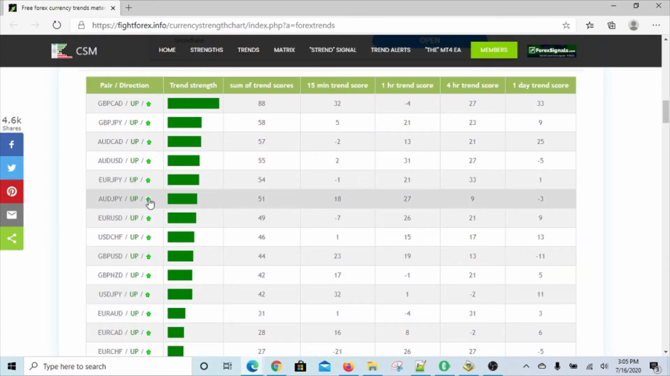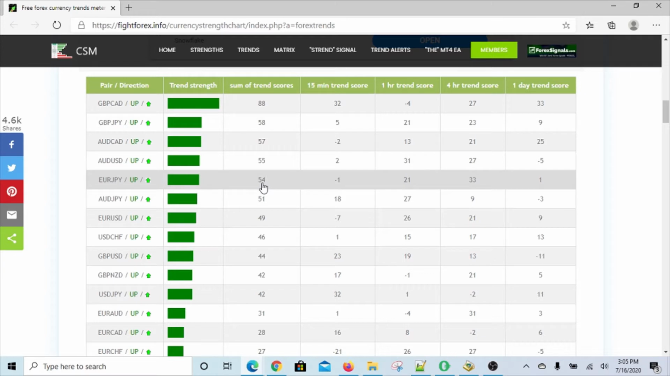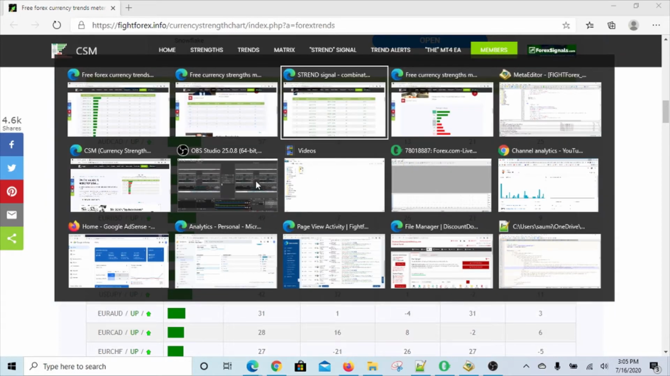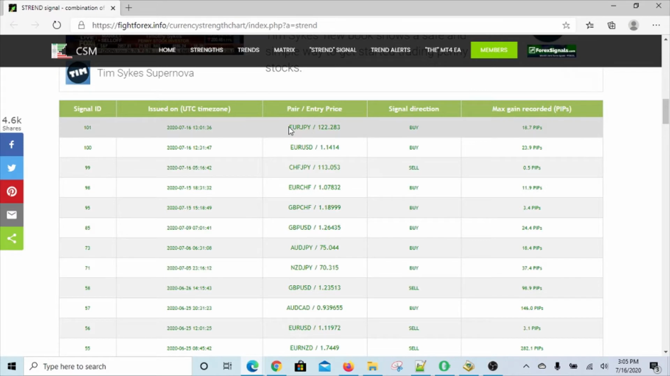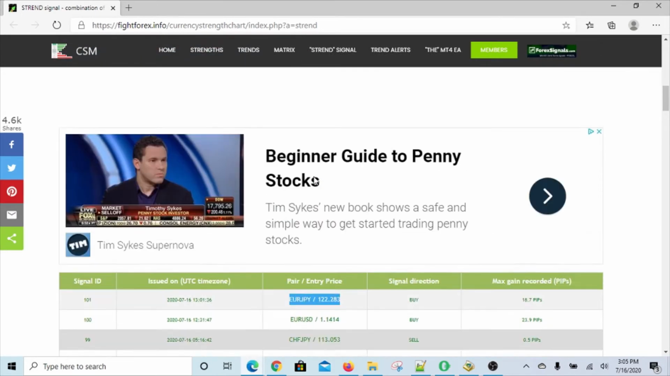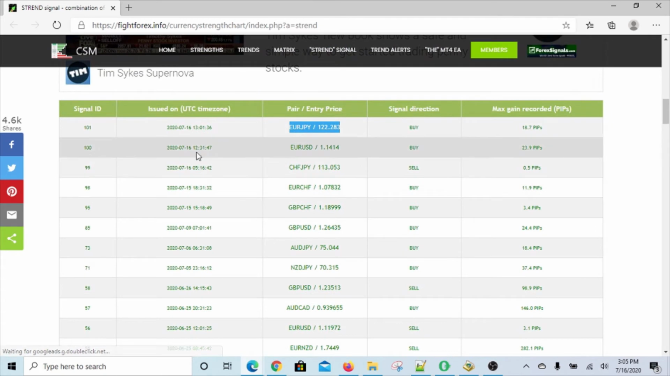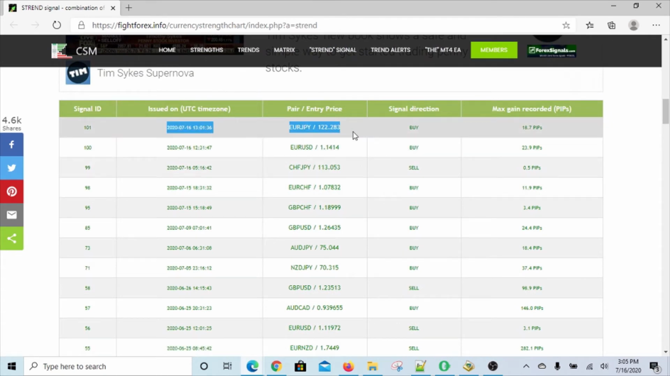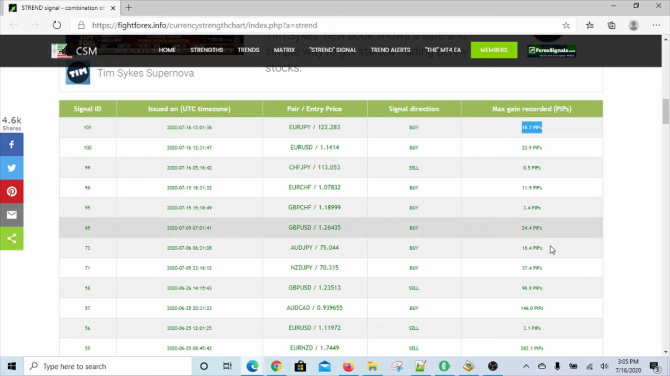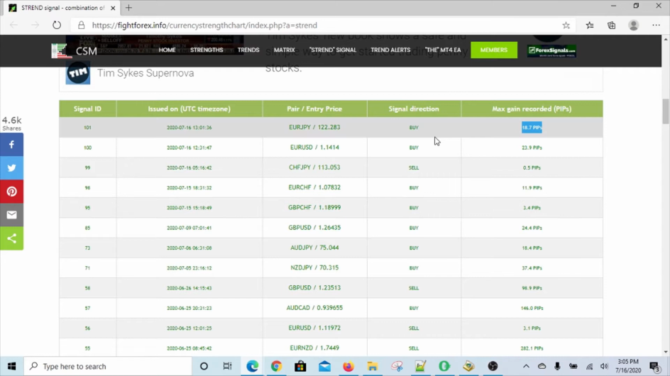And the Euro JPY trend score at that point was at least 80 points or more, right? So when that situation happened, we identified that Euro JPY is a strong candidate for our STREND signal, and hence the signal was issued at this point, right? Of course, the direction is buy, and since we issued it, it has actually gone up by about 18 pips.